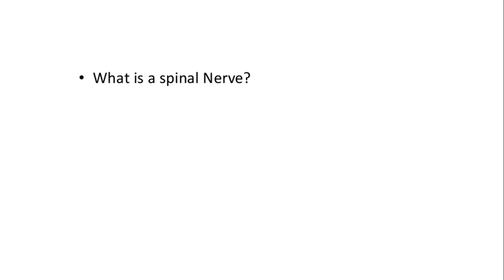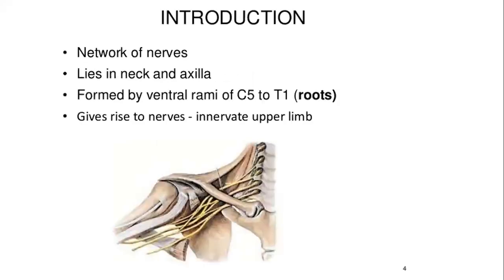Similarly, we have 31 pairs of spinal nerves. And the brachial plexus is basically a network of these spinal nerves, the spinal nerves from C5 to T1. We have five spinal nerves: C5, C6, C7, C8, and T1.